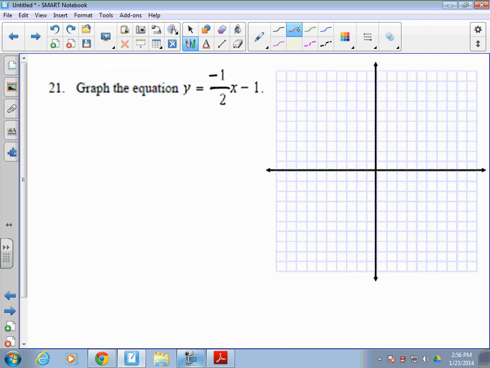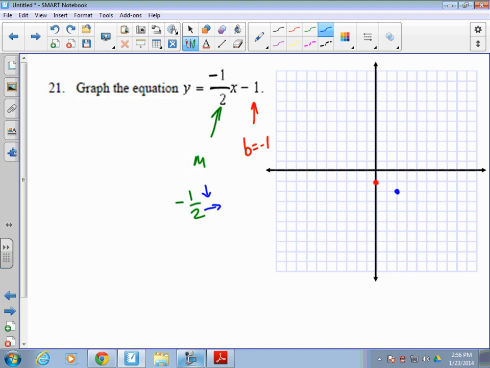21 says to graph this equation, y equals mx plus b. We did something a lot simpler earlier in the study guide. There's your b value, negative 1. Begin at negative 1. Your m value tells you where to move. It's negative 1 over 2. Negative 1 says go down. Positive 2 says go to the right. So down 1 and 2 to the right.